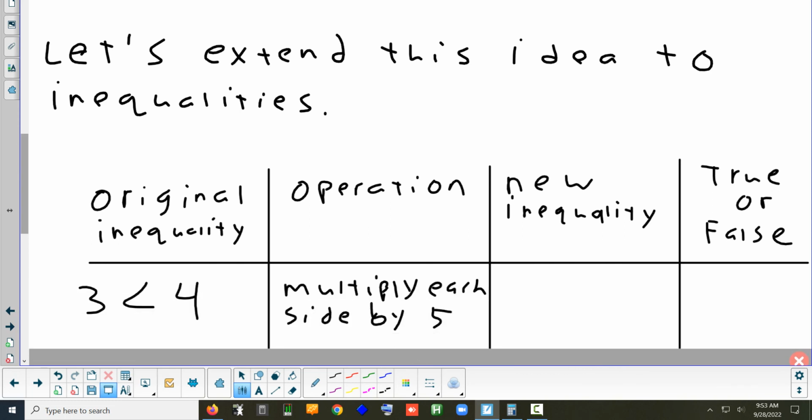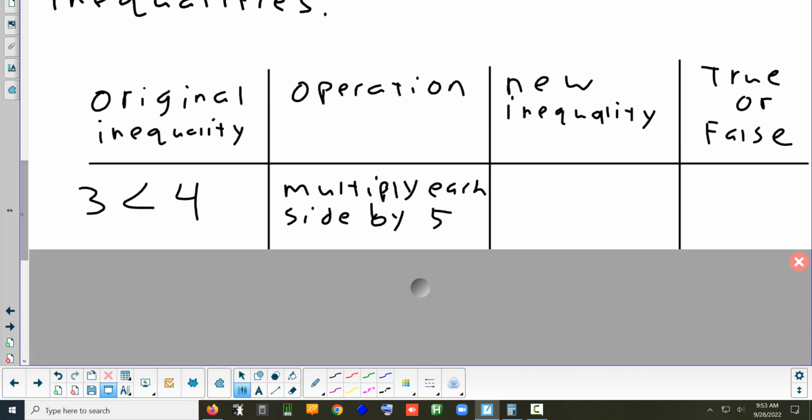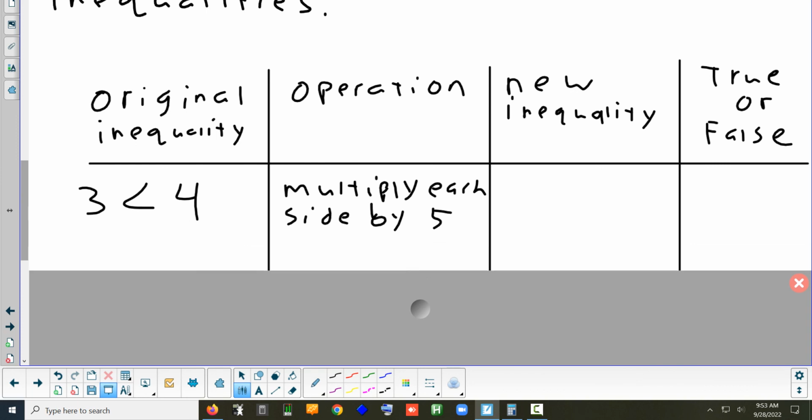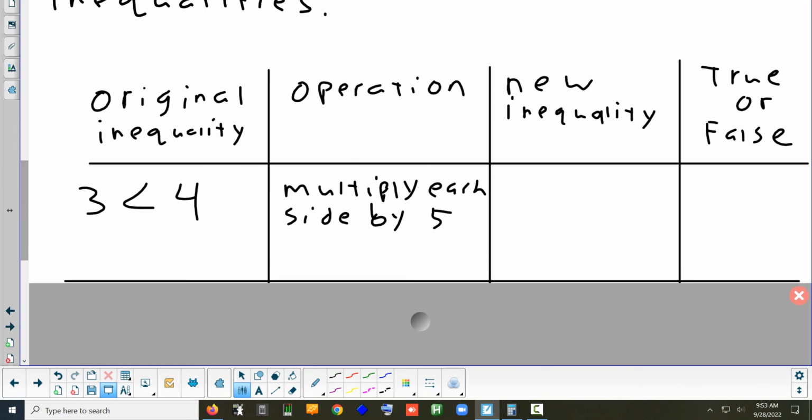I think you guys already have this part filled in on your table. It says 3 is less than 4. Let's start with that example. Are we starting with something that is true? 3 is less than 4. Yeah, that's true. Let's multiply both sides by 5, so I want to do a times 5 and a times 5.